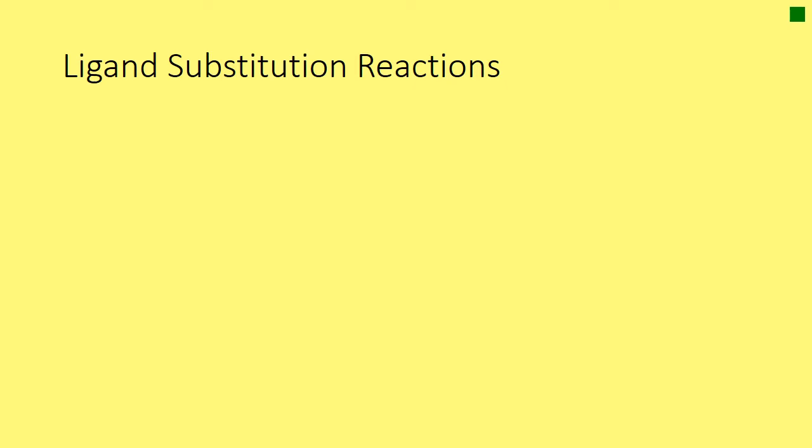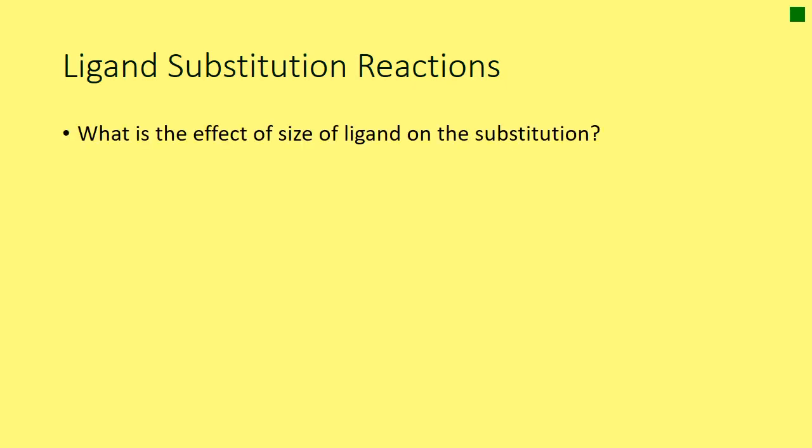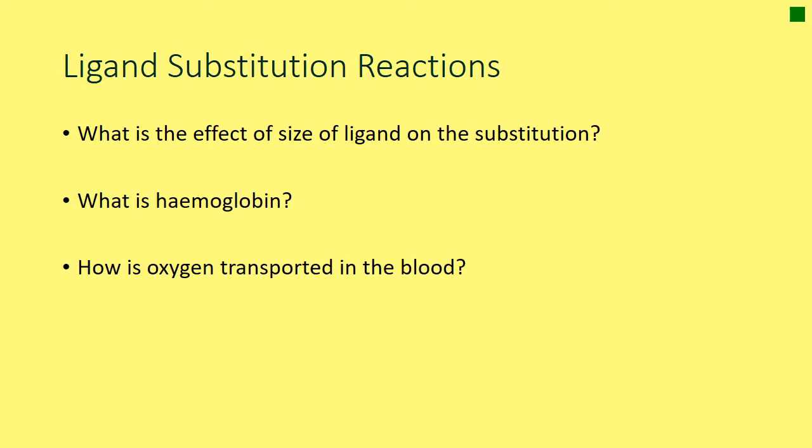Here we have our lesson objectives as usual. First one being, what is the effect of size of the ligand on the substitution reaction? So are the ligands of similar size or very different sizes? And what effect does that have on the substitution reaction? Next, what is hemoglobin? And then closely related, how is oxygen transported in the blood? Lastly, what is the chelate effect? So they're the four things we're going to do in this video lesson.